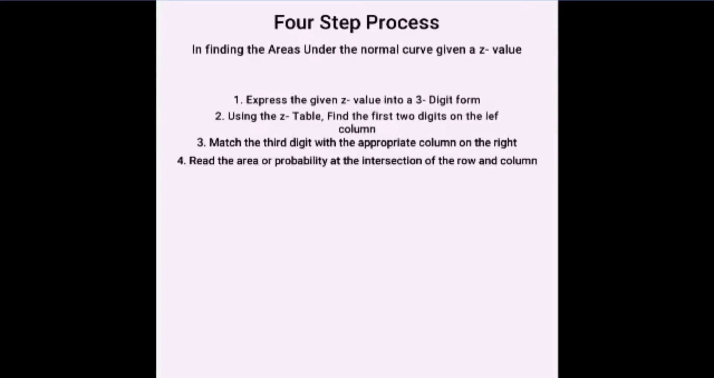Ito po yun. So, paano po ba natin to gamitin? Four-step process. Una, express the given Z value into a 3-digit form. Pangalawa, using the Z table, find the first 2 digits on the left column. Pangatlo, match the third digit with the appropriate column on the right. Pang-apat, read the area or probability at the intersection of the row and column.